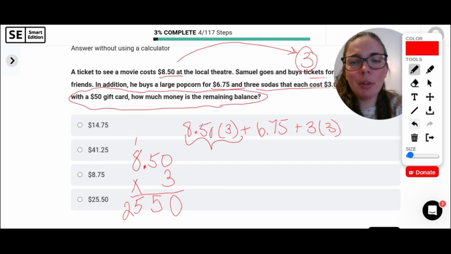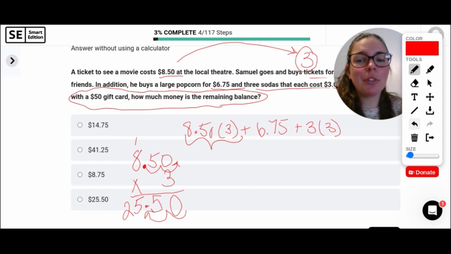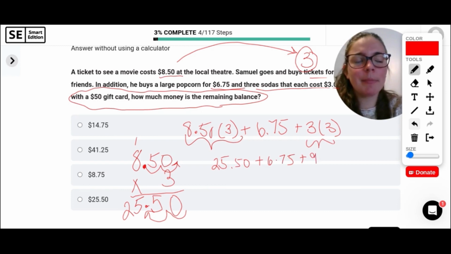So the decimal goes, there's 2 spaces here, right? So it goes over 2. And if we just estimate, 8 times 3 would be $24, so we know it needs to be around 24, a little bit more. So $25.50 makes sense. So $25.50 plus $6.75, and then 3 times 3 is just 9.